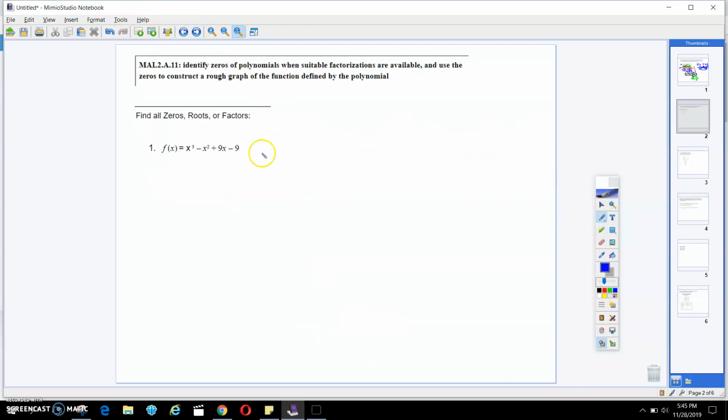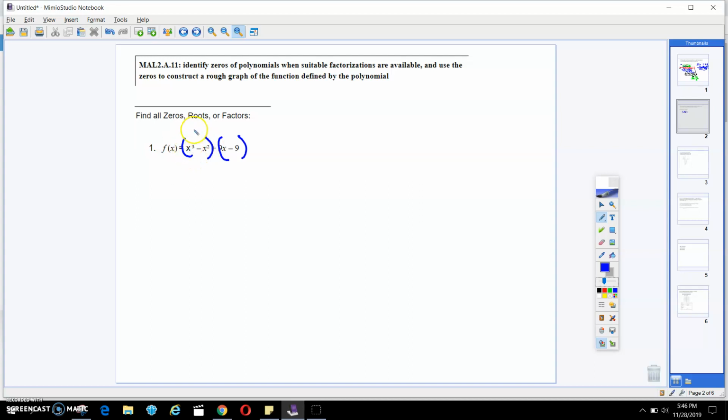All right, so on this one, this is AKS 11, finding all zeros, roots, or factors. So this is to the third power, and it is in standard form. So there's a couple different ways we can do this. We can either graph this one, and then basically be able to tell what the x-intercepts are, or we can factor this one by grouping. Okay, so how I'm going to factor this by grouping is by drawing parentheses around the first 2 terms and the last 2 terms. And I'm going to take the greatest common factor of each.